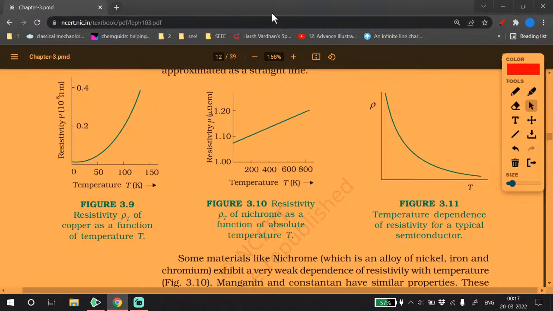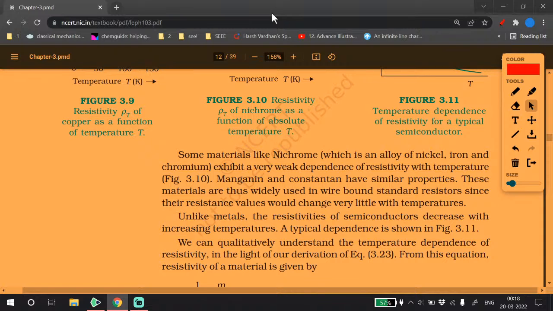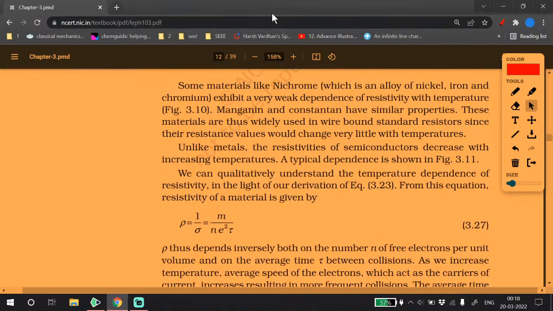Just note the values. For copper, the resistivity is of the order of 10 to the power minus 8 ohm meter. That is pretty small. So this is the same, because resistivity in micro ohm centimeter, 10 to the power minus 6 and centimeter 10 to the power minus 2. So same. Copper goes from 0.0 to 0.4 over a range of 150 Kelvin, but nichrome over a range of 800 Kelvin only increases by 0.1. So they are wire-bound resistors. Okay.